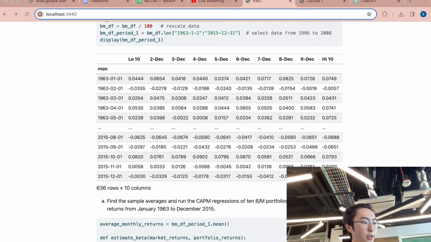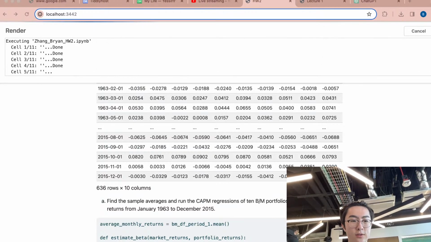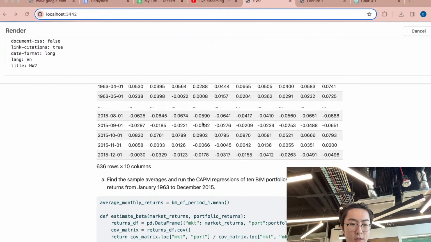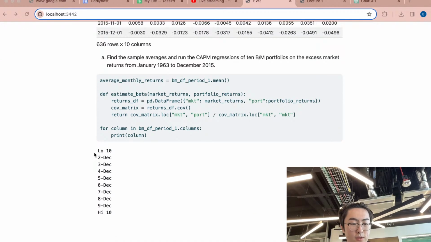So for, let's see, for column in the portfolio columns. Okay, so I'm thinking that we could go through all of the columns. Okay, so these are all of the columns. We can just iterate through that, and then for each column, we'll just estimate the beta itself. So let's try that then.